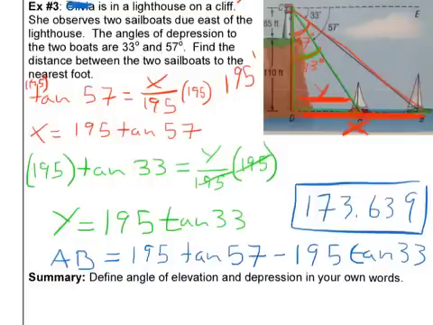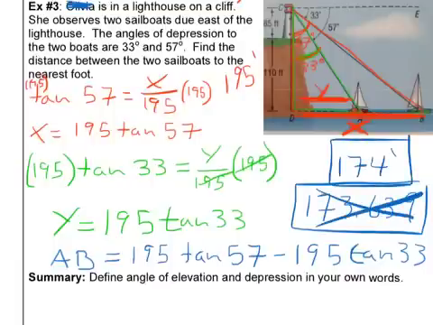Okay, when I plugged this all into my calculator, I got 173.639. But remember, they just wanted to the nearest foot, so the nearest foot would just be 174 feet. That is my real answer. 174 feet. That's the distance right there between those two guys. 174. So there we go. Not too bad. Just a couple trick problems and we can do it.